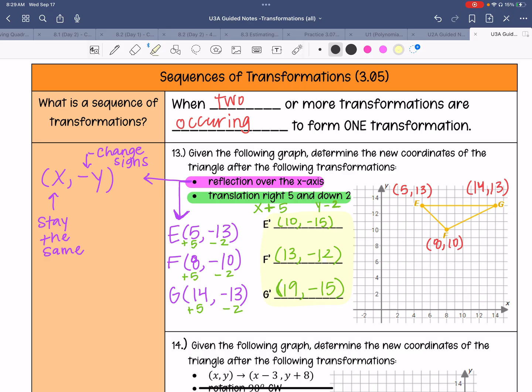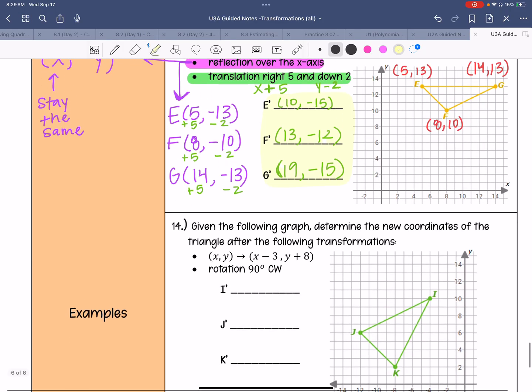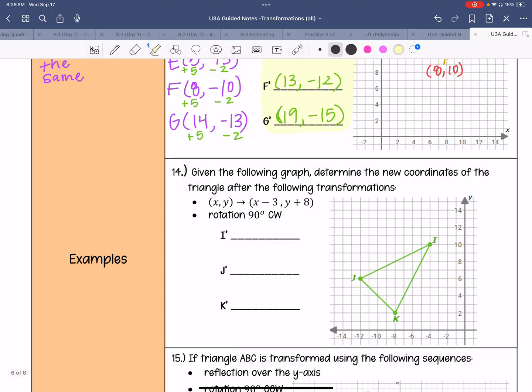All right, let's look at another example. Number 14, given the following graph, determine the new coordinates of the triangle after the transformations. Notice we are now given a rule, but remember this rule just tells me I'm going to be subtracting 3 from my x coordinates and adding 8 to my y. Before I can add or subtract anything, I need to first establish what our current coordinates are.